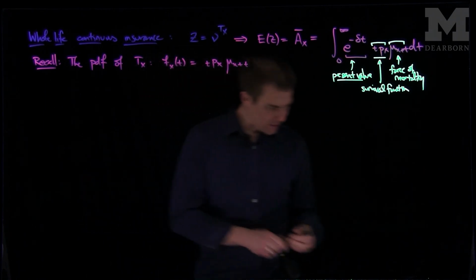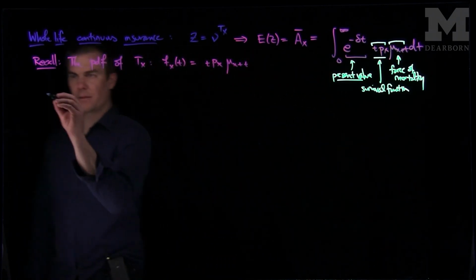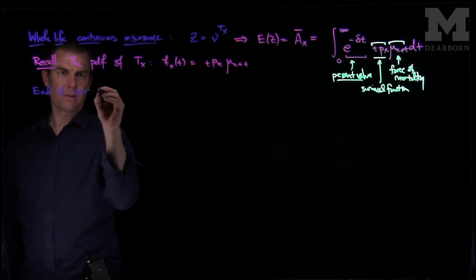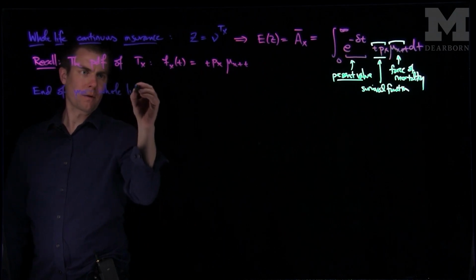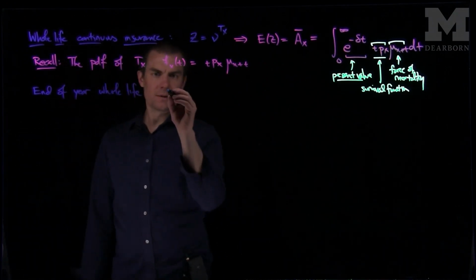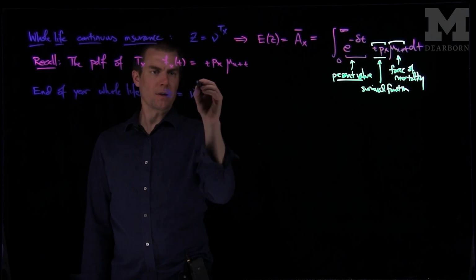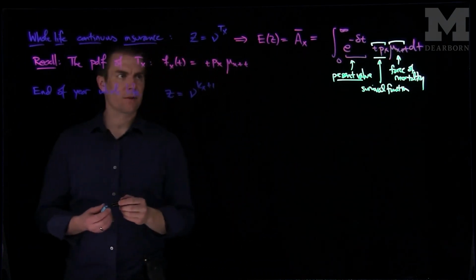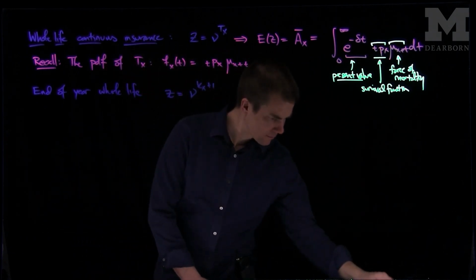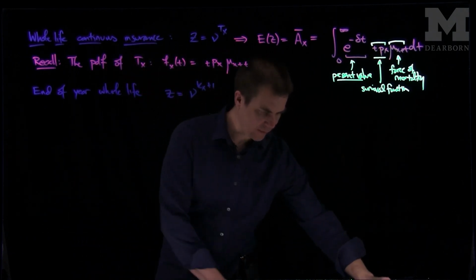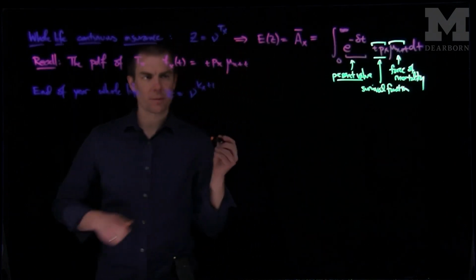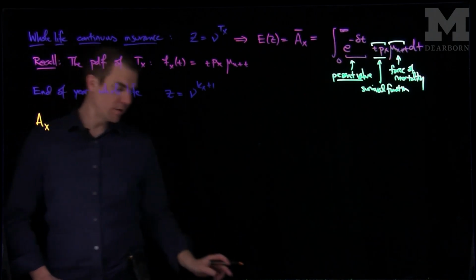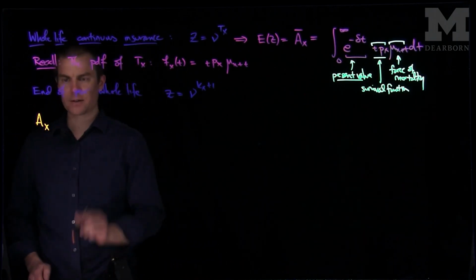Now for discrete, we have something similar. If we consider end of year whole life, then Z, the random variable, is v to the K_x plus 1. And so the expected value of this random variable will be the following. So the expected value of this, A_x with no line above it, is for the non-continuous, discrete case.